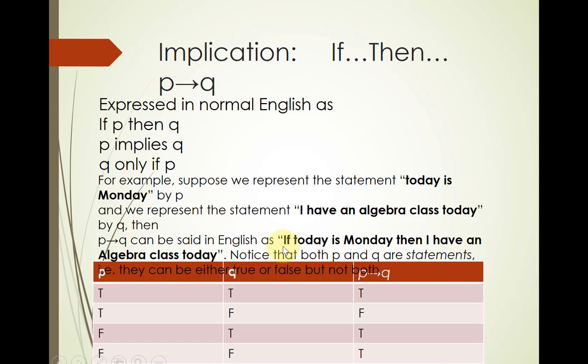For example, suppose we represent the statement today is Monday by P, and we represent the statement I have algebra class by Q. Then P arrow Q can be said in English as if today is Monday, then I have an algebra class today. Notice that both P and Q are statements, i.e. they can be either true or false, but not both. This is a statement, today is Monday, and this is a statement, I have an algebra class today. And we combine them, and this gives us a compound statement.